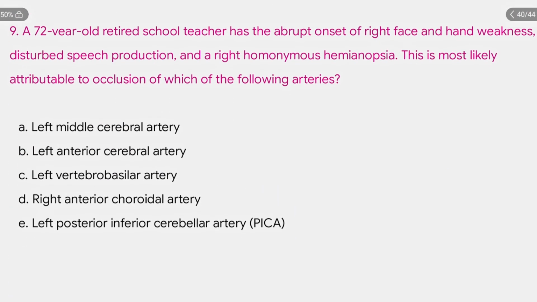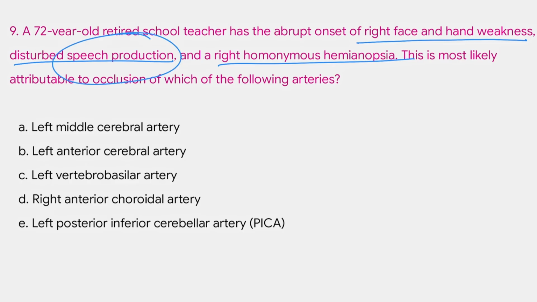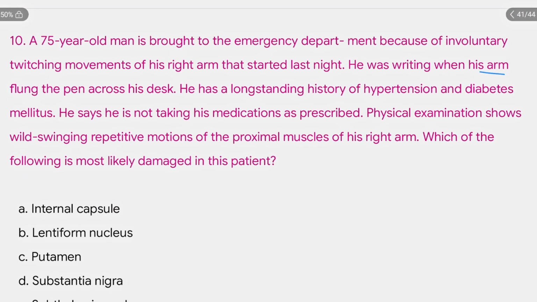A 72-year-old retired school teacher has abrupt onset right face and hand weakness, disturbed speech production, and right homonymous hemianopia. It's right-sided weakness, right visual field defect, so it will be a left-sided lesion, and with speech production, I always think MCA. So it's simple, left middle cerebral artery lesion.